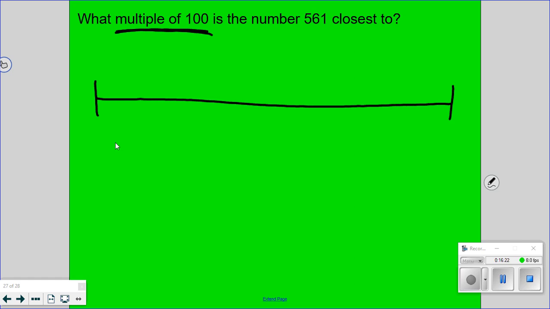For 561. What's going to be my end point? Ariana, I've seen you raise your hand. Hold on. You've got thoughts, I know you do. Mackenzie? 500, because I said it in the number I'm trying to find. Ariana, what's my end point?